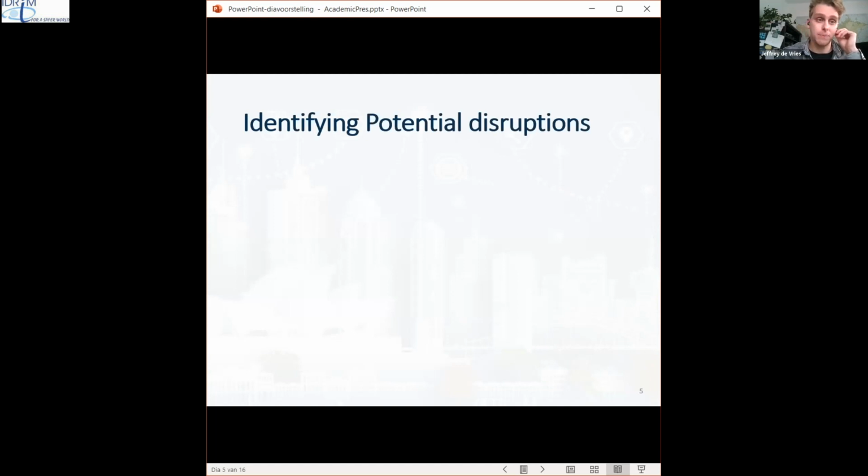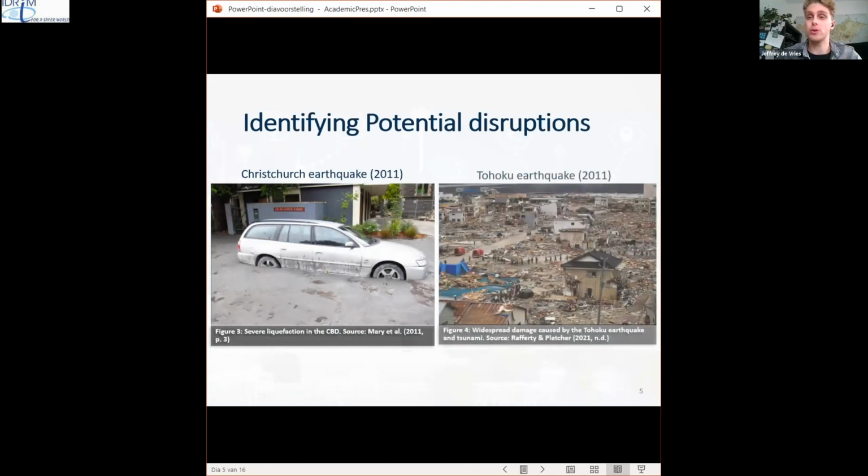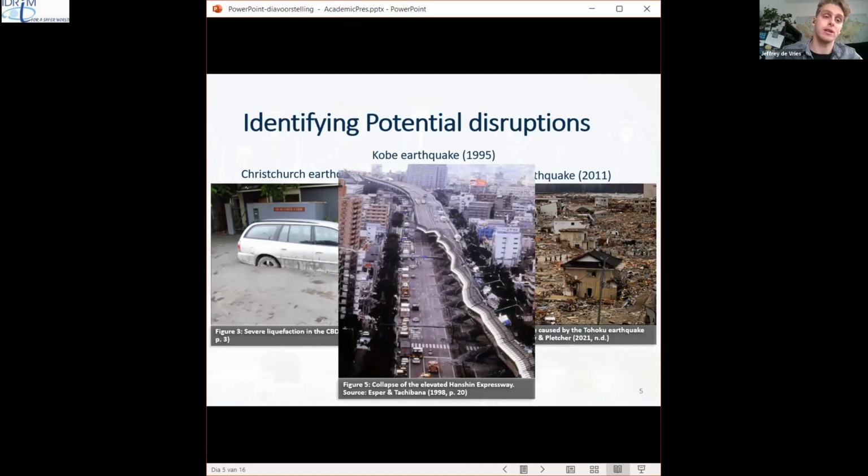So now we go on to the results. Like I said, I identified potential disruptions by analyzing 3 historical earthquake events. The first one was the Christchurch earthquake that happened in New Zealand in 2011, where especially the liquefaction caused a lot of damage to the buildings and the roads, like shown here in this picture taken in the CBD. I also analyzed the Tohoku earthquake that happened in Japan in 2011, where the earthquake and the resulting tsunami caused a lot of damage and the debris that isolated several areas, as you can see here. And I analyzed the Kobe earthquake that happened in Japan as well in 1995, where the transportation capacity of the area was reduced to only 5% as important highways were destroyed, like the one shown here.